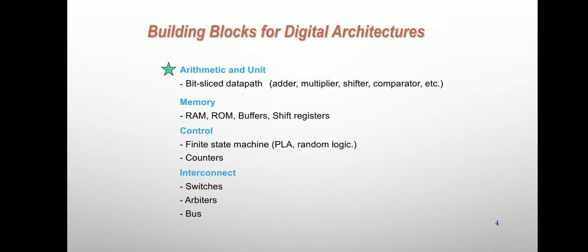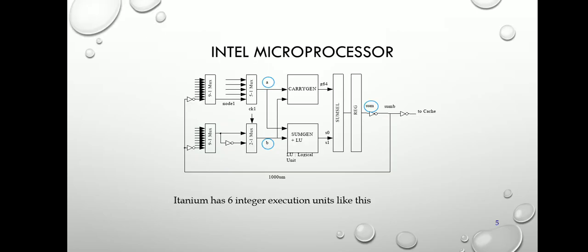The building blocks of the digital processor are, first, the arithmetic unit. The arithmetic unit contains a bit-sliced data path, that is adder, multiplier, shifter, and comparator. Memory contains RAM, ROM, buffers, and shift registers. Control consists of finite state machines, that is PLA, random logic, and counters. For interconnect, we use switches, arbiters, and bus.